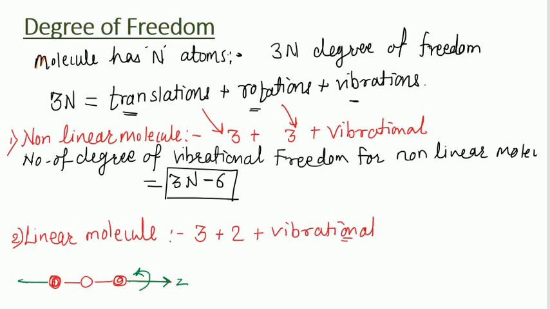And for a linear molecule, the total number of degrees of freedom is 3n, and if you have to count only vibration, then from the total we have to subtract the rotational and translation. So 3n minus 5 vibrational degrees of freedom for the linear molecule. What does it mean? It means the molecule has that many kinds of vibration, stretching and bending vibrations. So let us see an example.